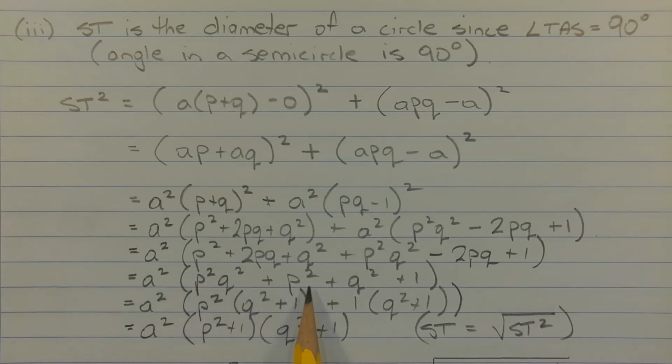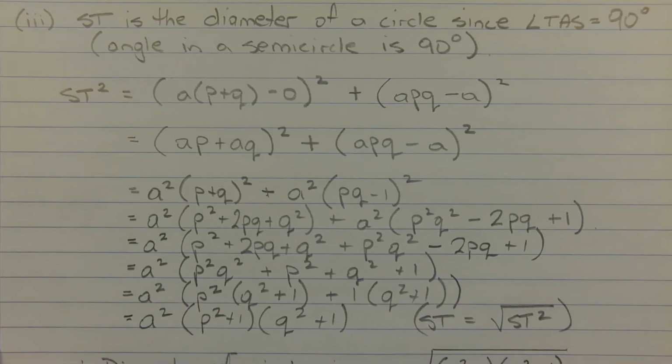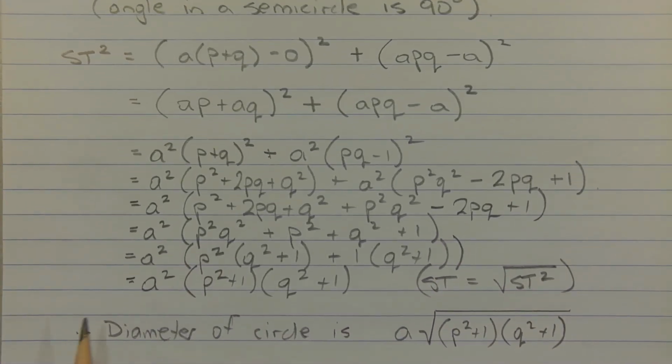Now we have an expression inside the brackets that consists of 4 terms. So we can factorise by grouping in pairs. I'm going to factorise p squared from these 2 terms and factorise 1 from these 2 terms. So we get a squared times (p squared outside of (q squared plus 1) plus 1 outside of (q squared plus 1)). So our common factor is q squared plus 1 here and here. So factorising that out, we get a squared times (p squared plus 1) times (q squared plus 1).